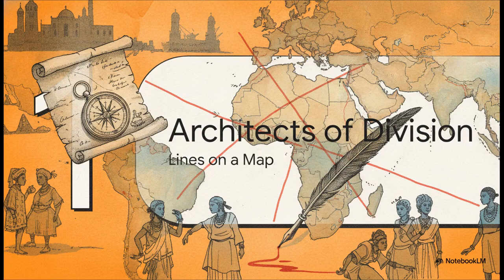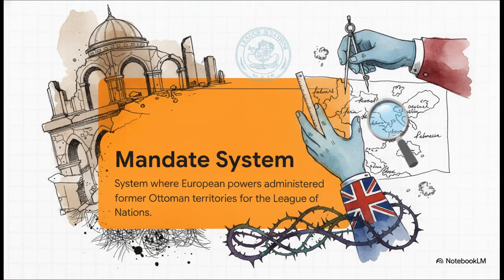Starting off with Section 1, the architects of division, lines on a map. So picture this. When World War I ended back in 1918, the Ottoman Empire, which had literally ruled much of the Middle East for 4 centuries, just collapsed. And this left a massive political vacuum.